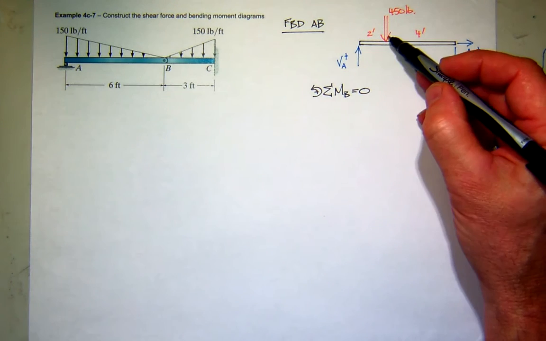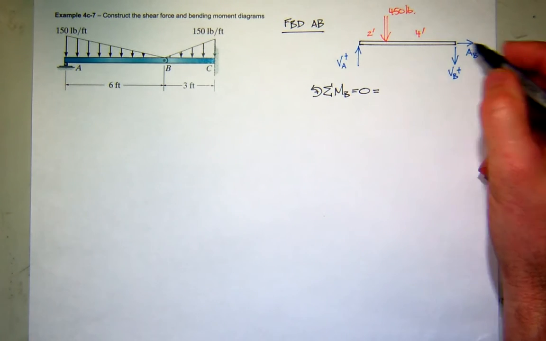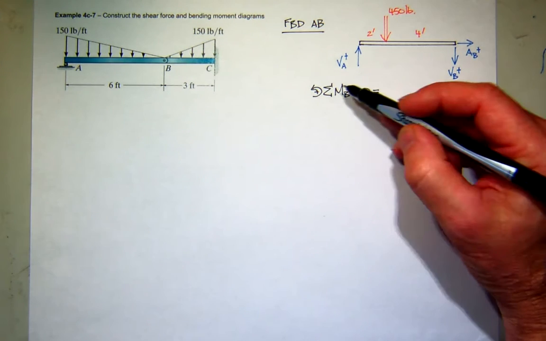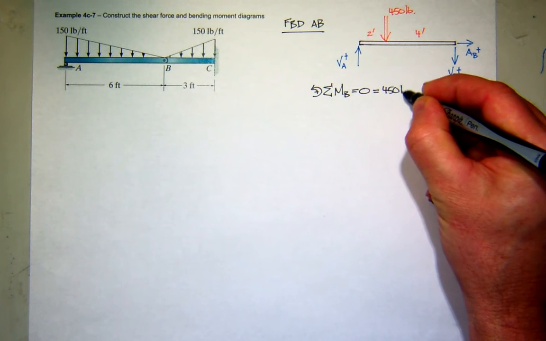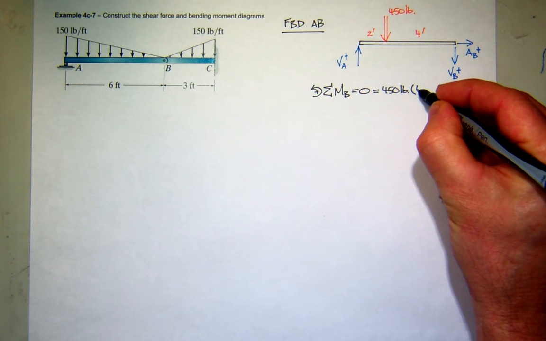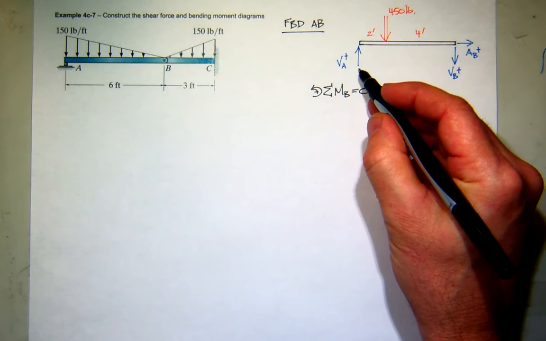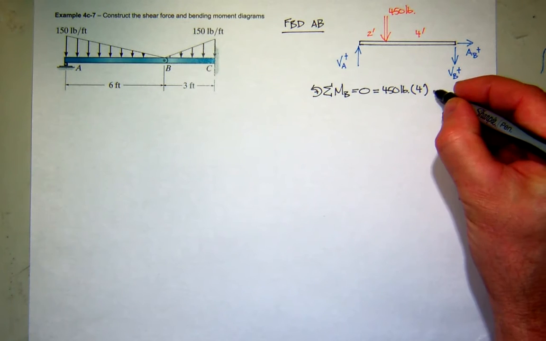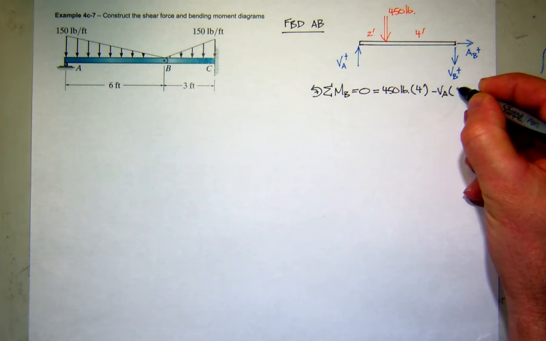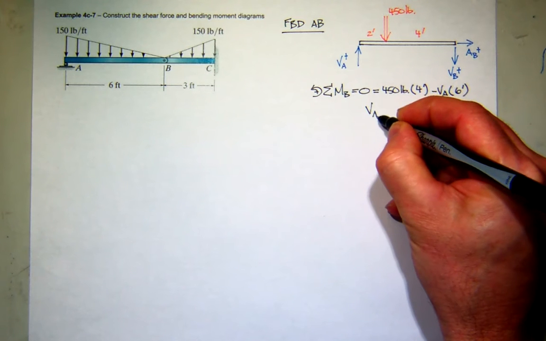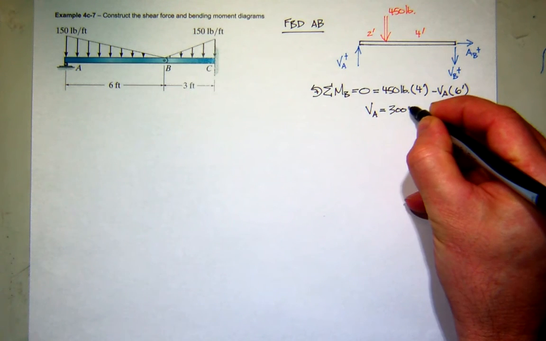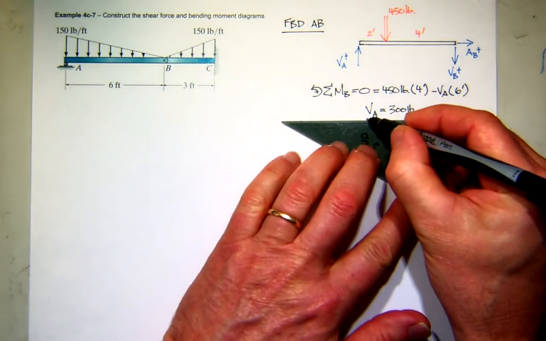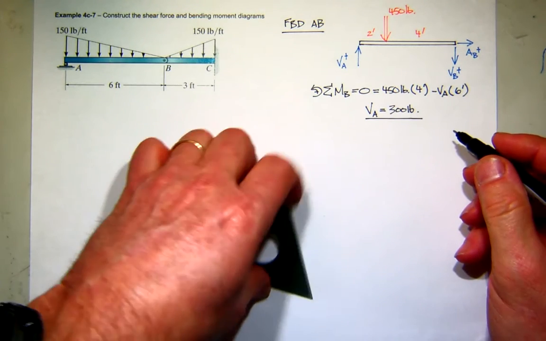So when I do that, the concentrated equivalent force is going to create what kind of moment about B? Positive or negative, using right-hand rule? Positive. So I've got 450 pounds times 4 feet. And then my positive shear at A creates what kind of moment about B? Negative. So I have the shear at A times 6 feet. So it looks like the shear at A is going to be 300 pounds. So I have a positive shear at A equal to 300 pounds. Any questions about that?